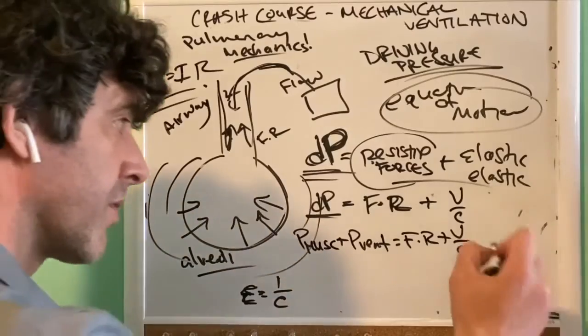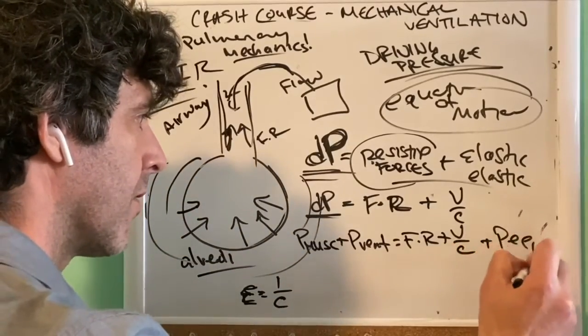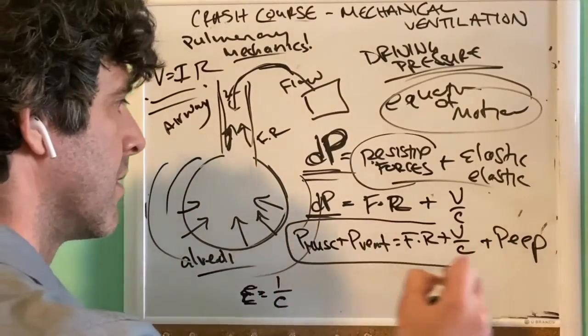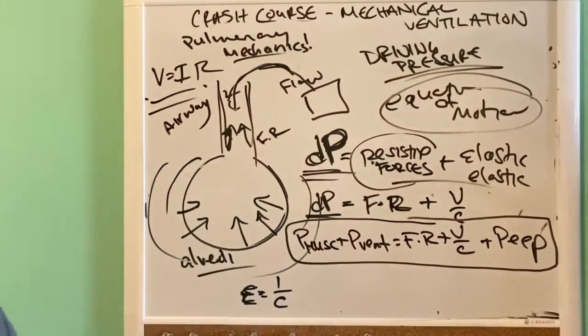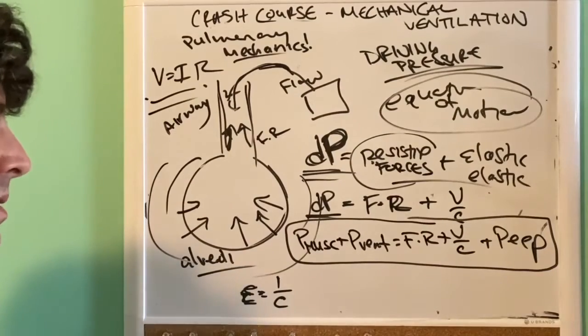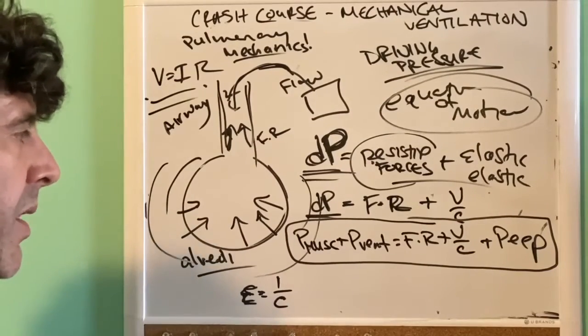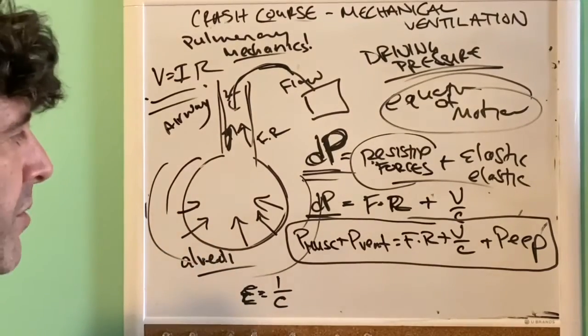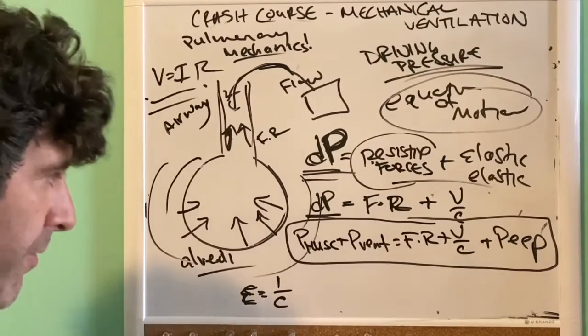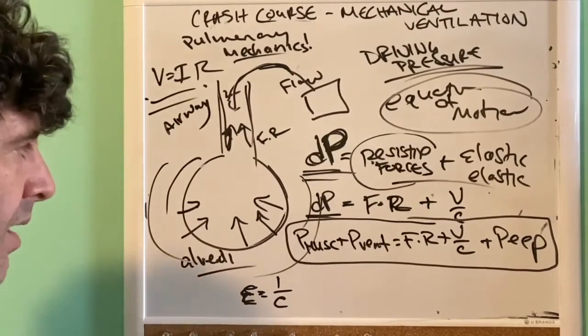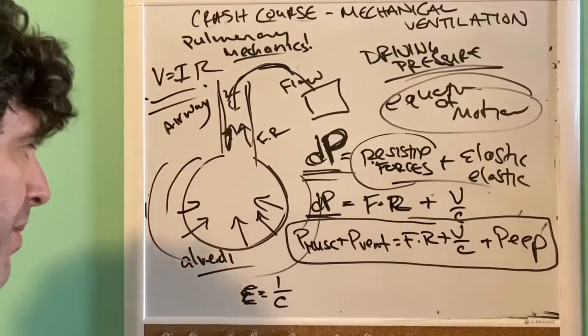Now that pressure also has to overcome the PEEP that you set. This equation is the equation of motion in dealing with the respiratory system. I know it seems complicated, but everything comes from here. For the meantime, we're going to make this simpler, and we're saying we're dealing with paralyzed patients.